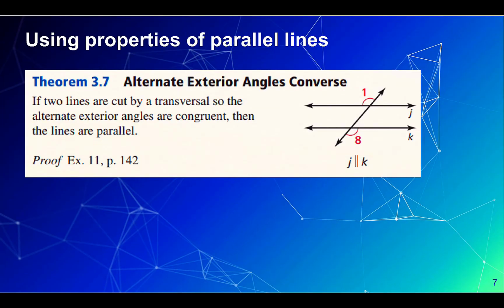We're working backwards. The alternate exterior angle converse: if two lines are cut by a transversal so that the alternate exterior angles are congruent, then the lines are parallel. So if angle 1 is congruent to angle 8, then J must be parallel to K. Yesterday, we said if J is parallel to K, then angles 8 and 1 are congruent because they're alternate exterior. This section we're working backwards.